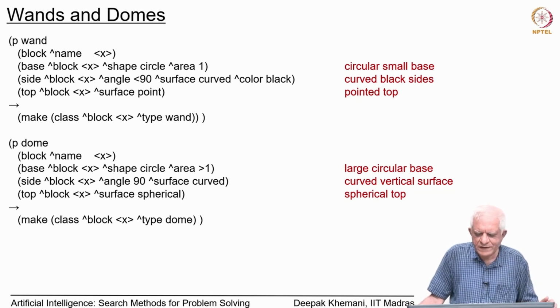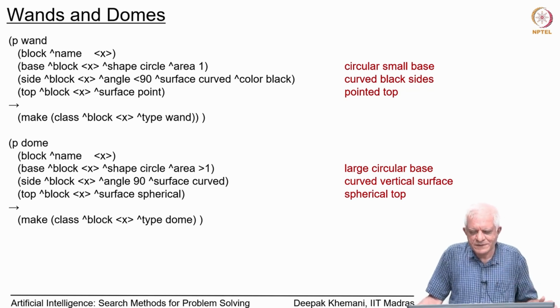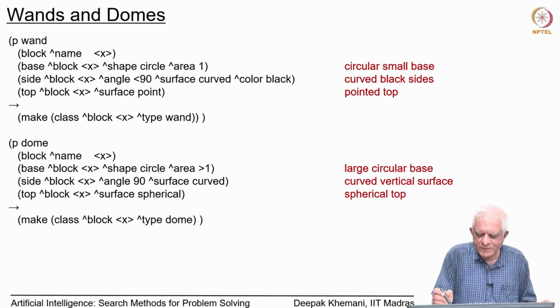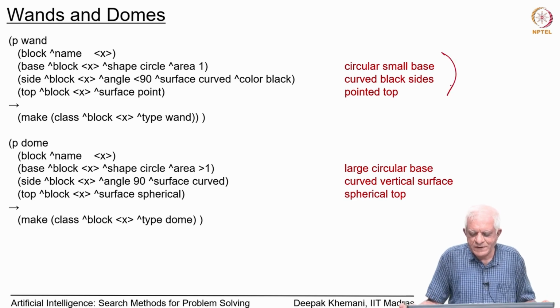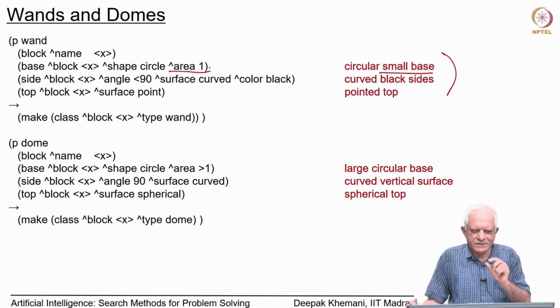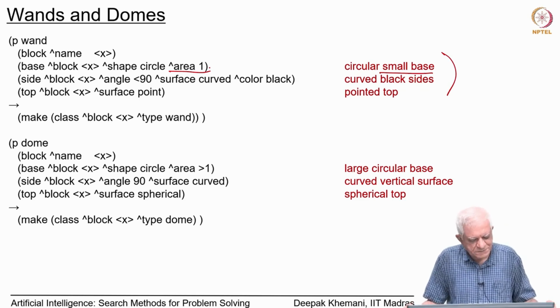About 10 years ago, wands were very popular amongst children, and I imagine some of the audience here would be familiar with what we are talking about. So, what is a wand? A wand is a block with a circular small base, so as described here, with curved black sides. We are assuming that wands are black and has a pointed top. A small base is depicted by saying area is 1 essentially. So, it is like a stick except that it has a pointed top essentially, black stick I think.